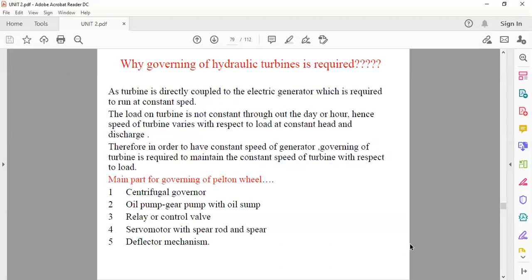So governing of a hydraulic turbine is required as a turbine is directly coupled to the electric generator, which is required to run at constant speed. The load on the turbine is not constant throughout the day or hour, and the speed of the turbine varies with respect to load at constant head and discharge. Therefore, in order to have constant speed of generator, governing of turbine is required to maintain the constant speed of turbine with respect to load.